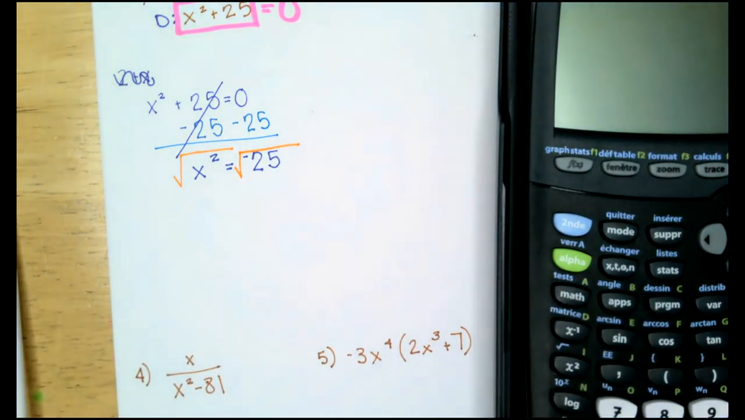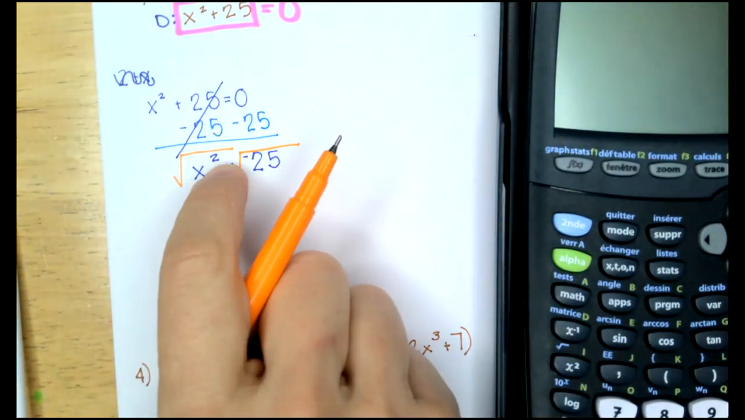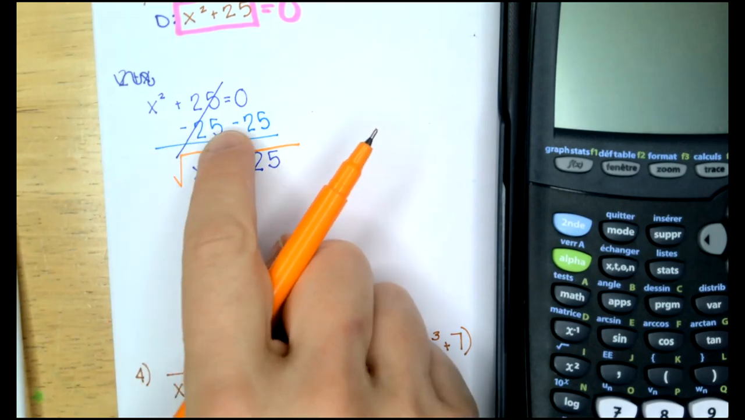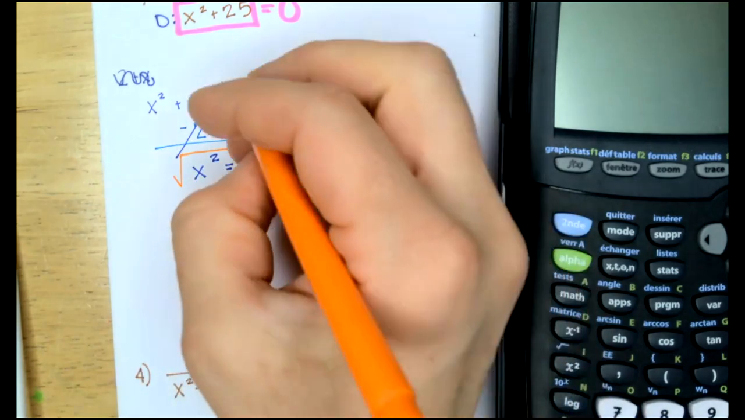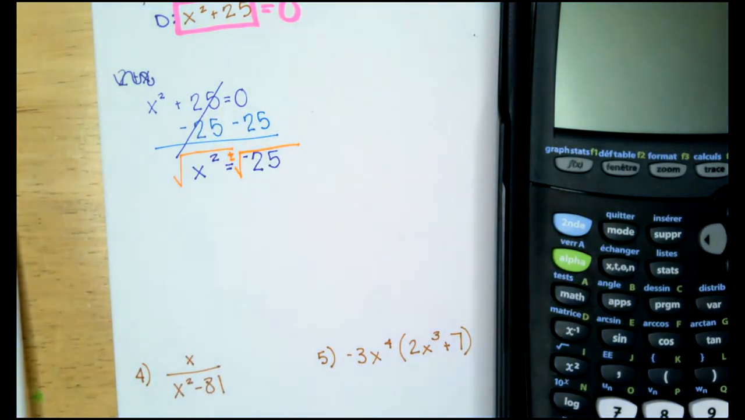It's okay if you understand it. It's okay if you don't understand it. Just remember it. Just always do it, okay? When we're solving for an x squared, you take the square root, and on this side, we have to include a positive and a negative answer, okay?